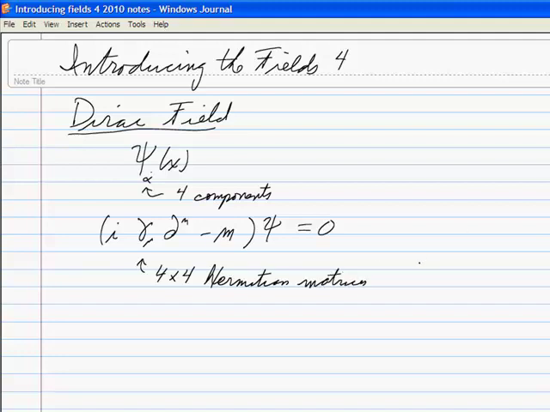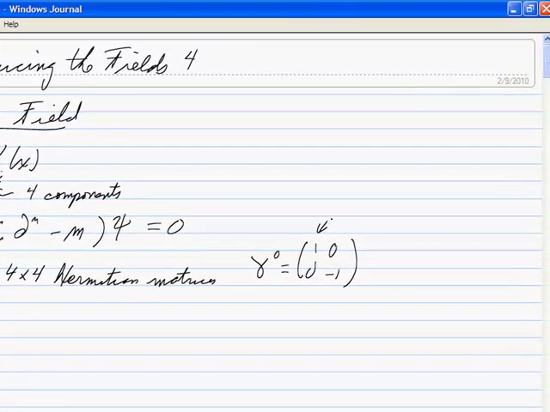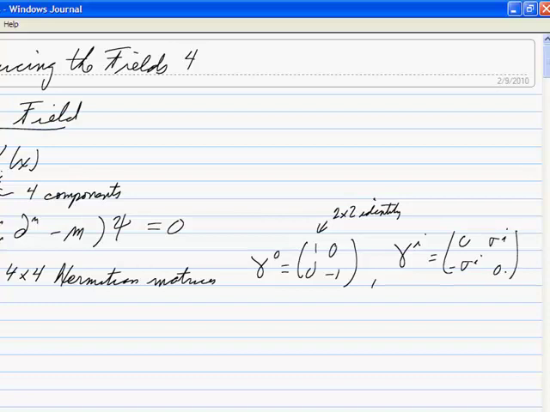And their form is the following. I'll use the standard basis. Gamma 0 is 1, minus 1, 0 on the diagonals. So each of those 1s is a 2 by 2 identity. So it's 4 by 4, with 2 by 2 identities there. And the gamma vector, gamma i, is sigma i up there, 0, minus sigma i there, 0.